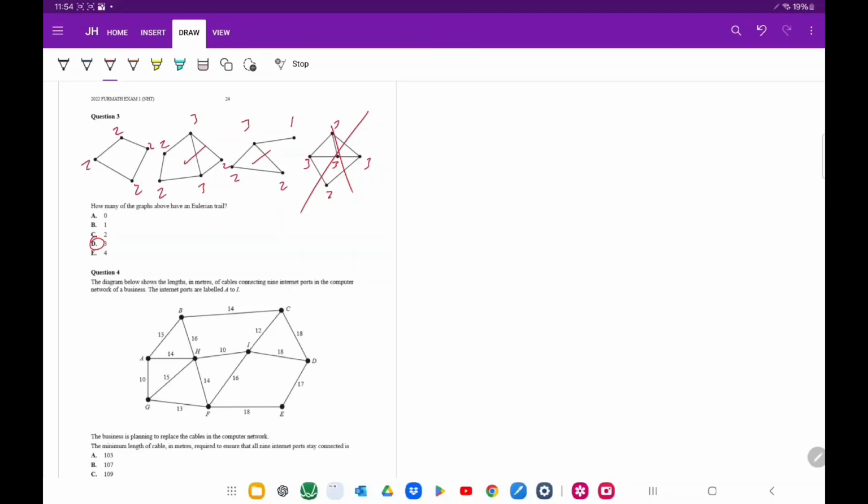We did say that it has 2 odd degrees, but we also have to remember that a Eulerian circuit is also a trail. So that means this one is also part of that.